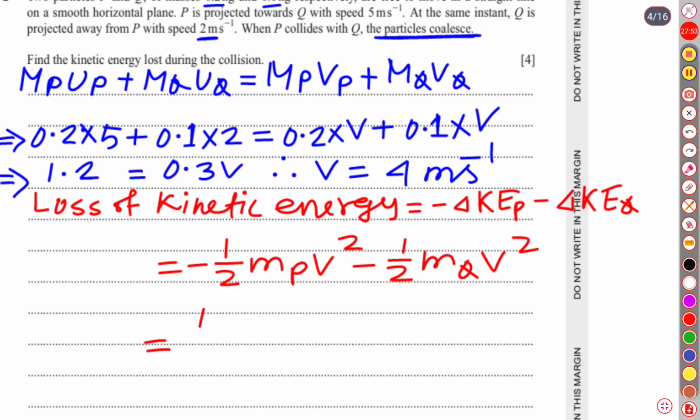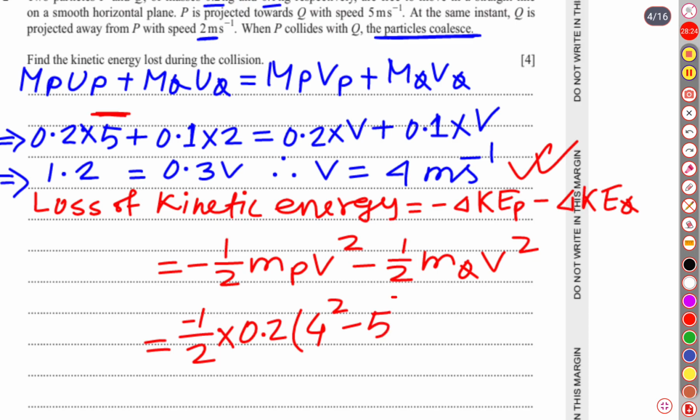It is going to be negative half, mass of particle P was 0.2, so it is going to be 0.2, and final velocity after the collision of particle P was, we have obtained, 4 for each of the particles. So 4 squared, final was 4. Initial velocity of particle P was minus 5, squared.